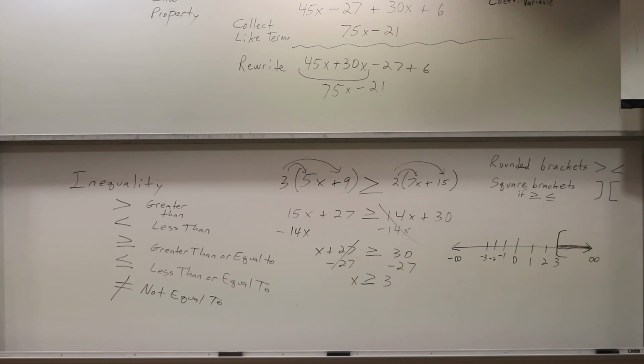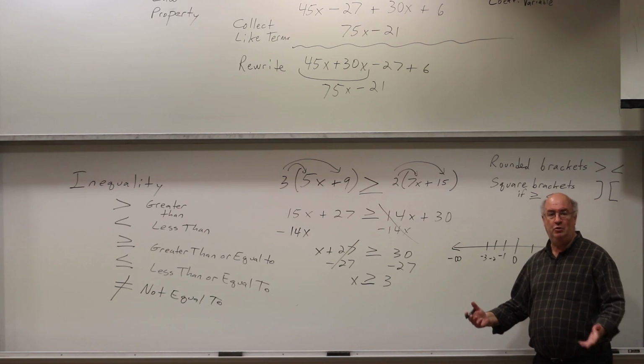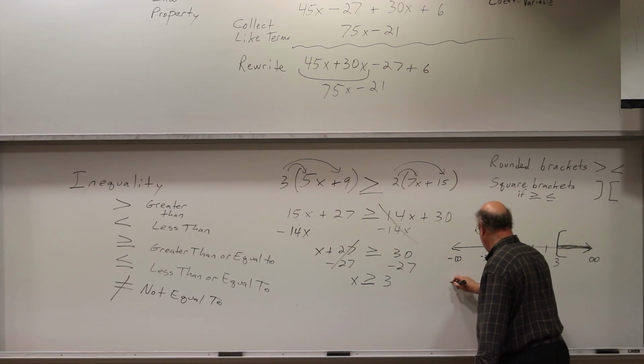So we did the distributive rule. Now we have greater than or equal to. We solved for greater than or equal to, x is greater than or equal to 3, and we showed it on the number line. Let's say for those of you out there using circles instead of brackets.